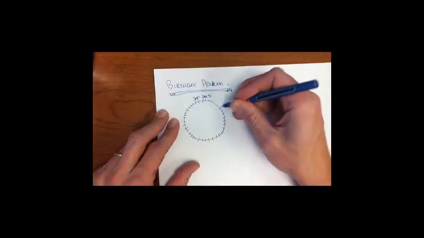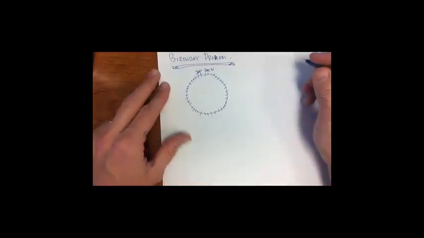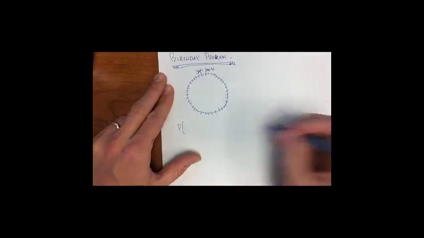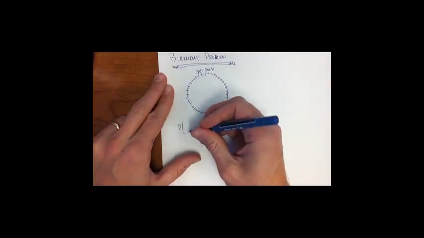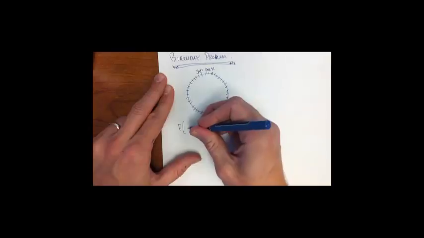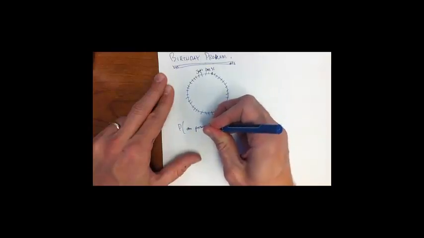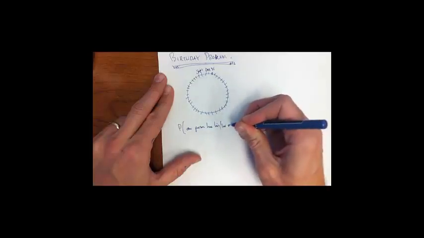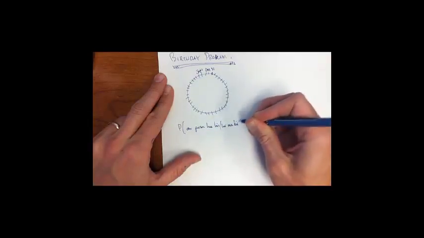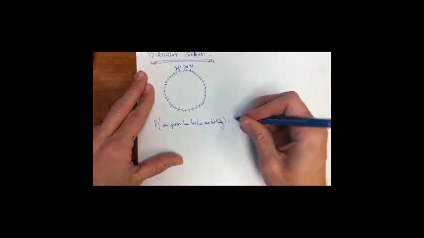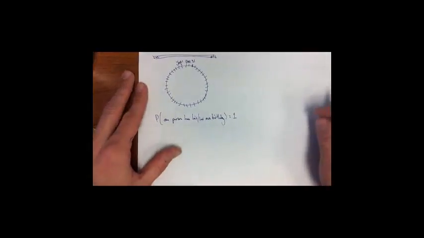Okay, so what is the probability that, say, if you have one person, what's the probability that one person has his or her own birthday? Well, that's one, right? That's a pretty stupid question.